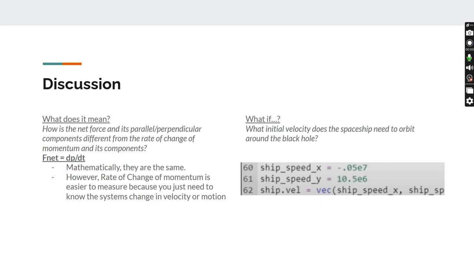And then, what initial velocity does the spaceship need to orbit around the black hole? This was the closest velocity we could find that gave the spaceship perfect circular motion around the black hole.